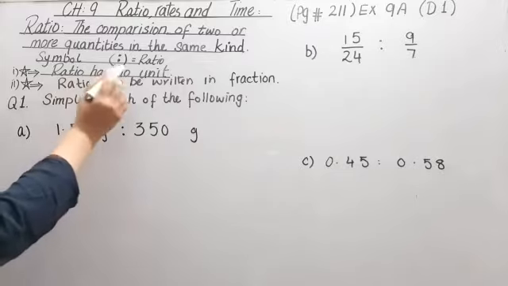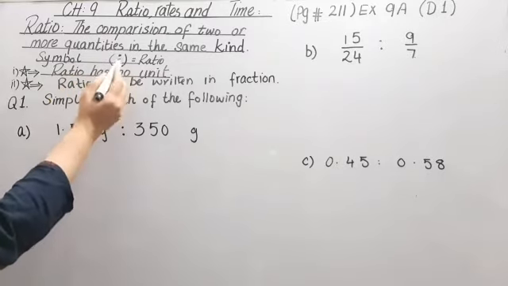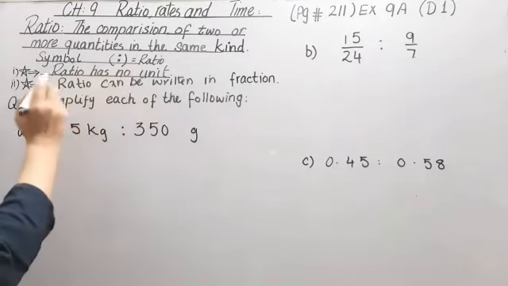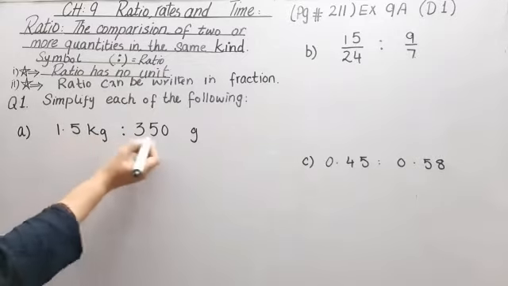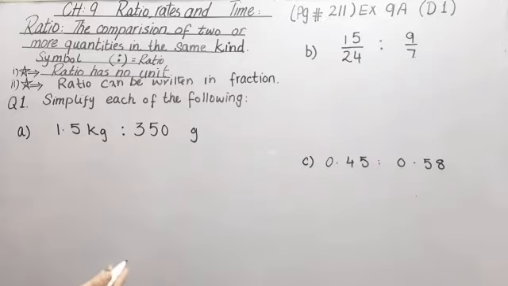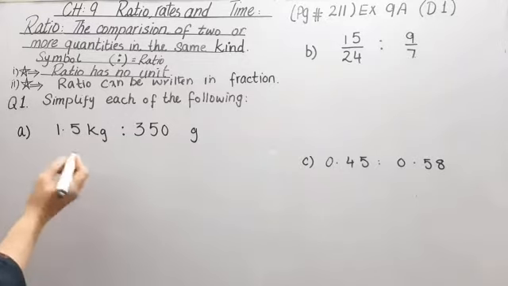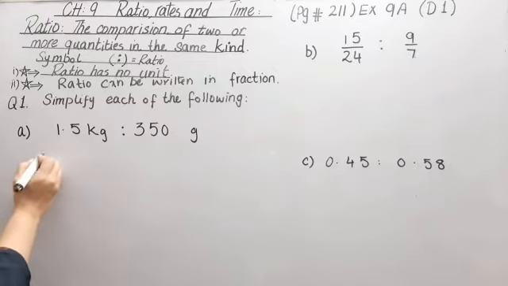And the symbol of ratio is this one. These two dots are the symbol of ratio, but the symbol itself doesn't have any unit. It means ratio has no unit. Ratio can be written as a fraction, so I can write this as a fraction, solve it and simplify it. But I will do both methods.